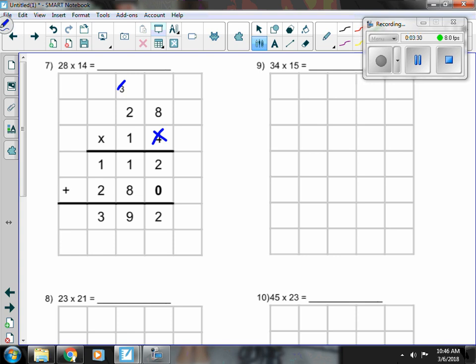And now I'm going to do 28 times 1. 1 times 8 is 8. 1 times 2 is 2. And then I have two parts of my answer. Add them up to get the real answer, which is 392.